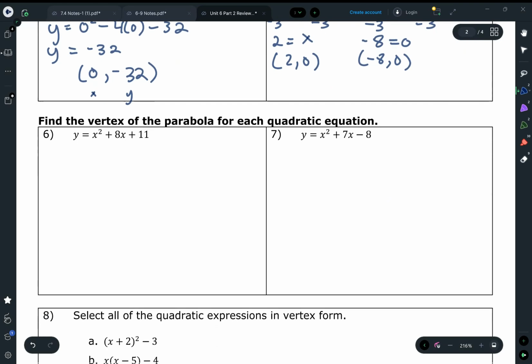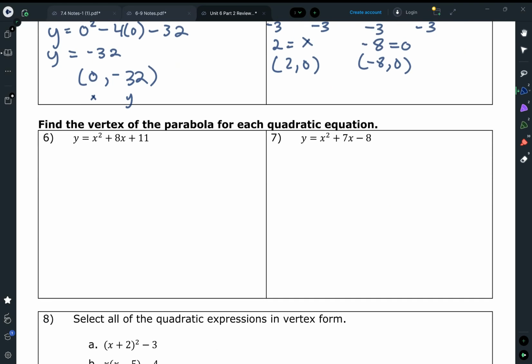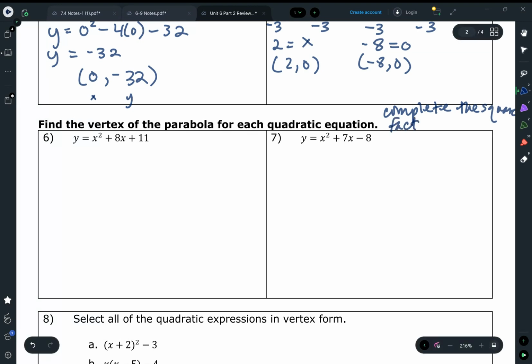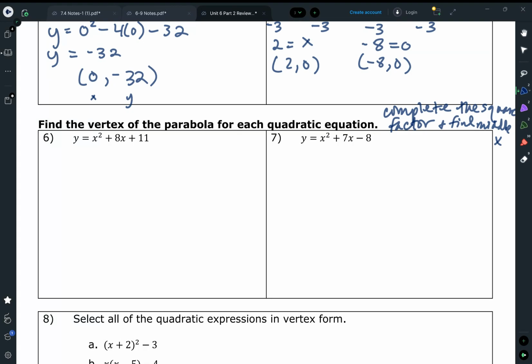All right, so moving down the page, now we're finding the vertex. So finding the vertex, there's different options. We could do complete the square. Or we could factor and find the middle x value. That's the other way we could do it. And I feel like factoring and finding the middle x is the most difficult one. I wouldn't do that unless I had to. So the first one, 8 is even, and I have a 1 here, and it's not factorable. And honestly, if I have a 1x squared and an 8x, I think completing the square is easier anyway.